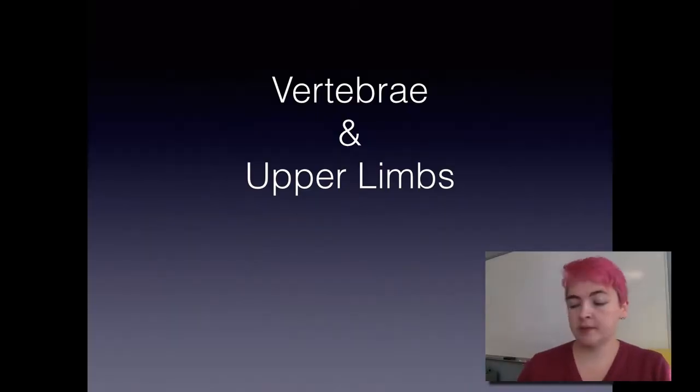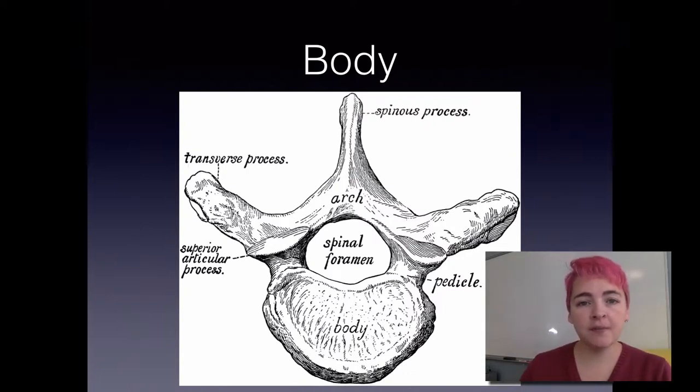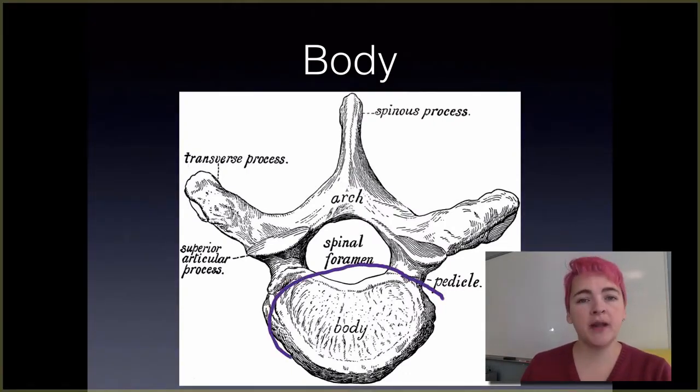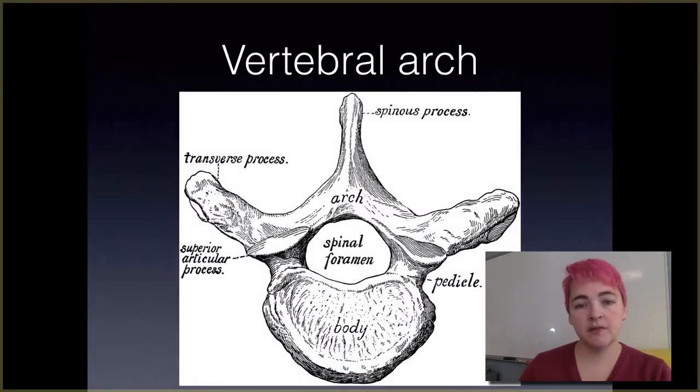Vertebrae and upper limbs. This is a general picture of a vertebrae. There are some parts and pieces of a vertebrae that you need to know. First, you have the body. This here is the body of the vertebrae. The vertebral arch is made of two parts. This would be the vertebral arch.